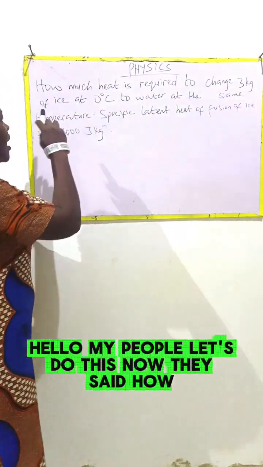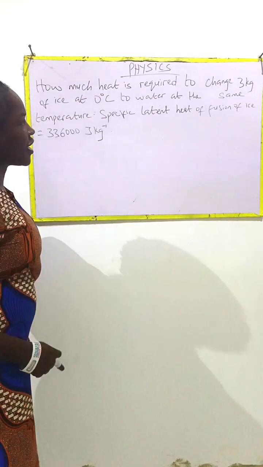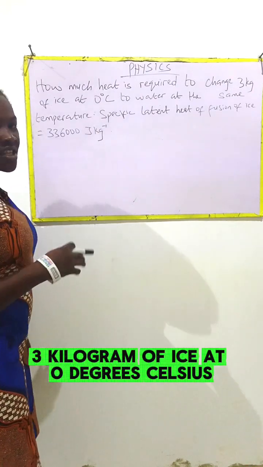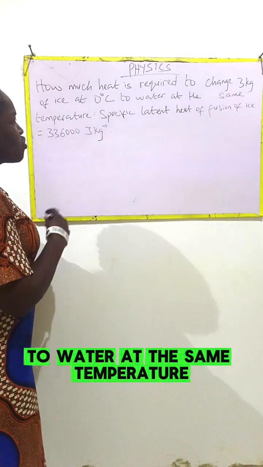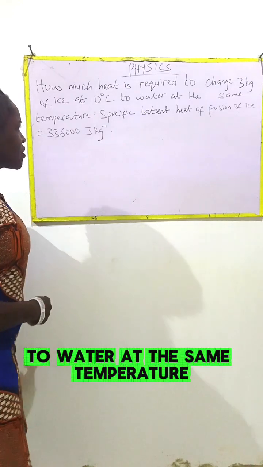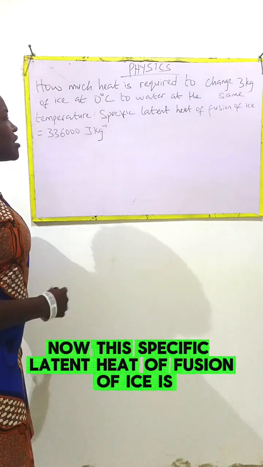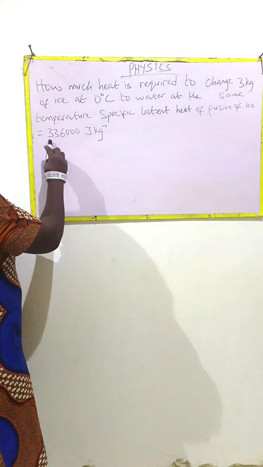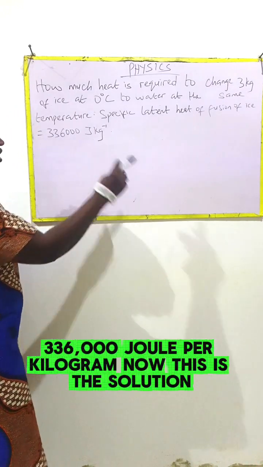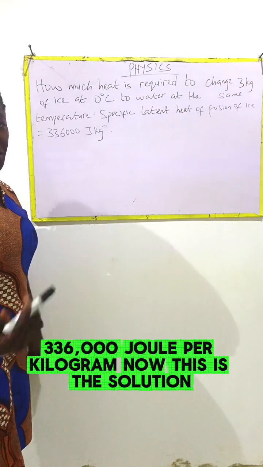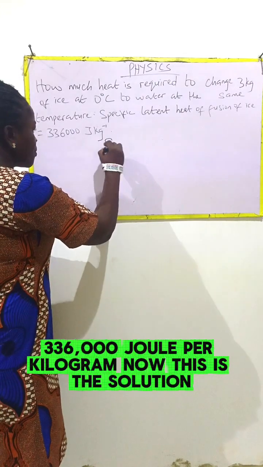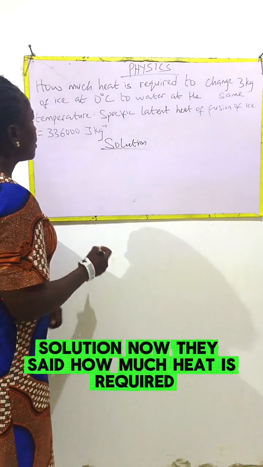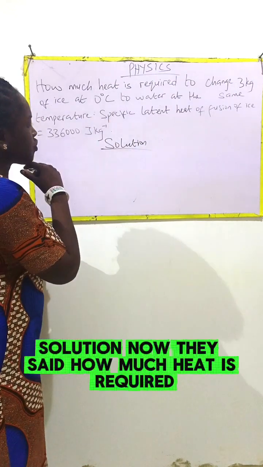Now, they said how much heat is required to change 3 kilograms of ice at 0 degrees Celsius to water at the same temperature. Now, this specific latent heat of fusion of ice is 336,000 joule per kilogram. Now, the solution.